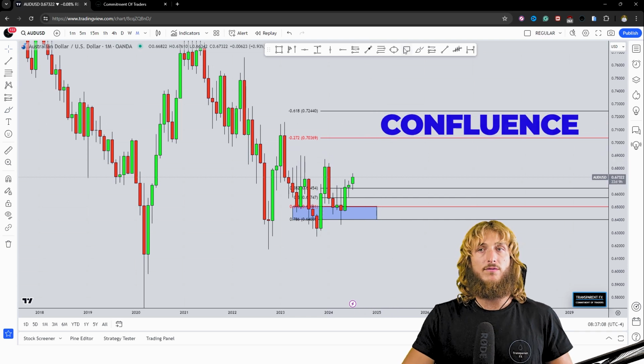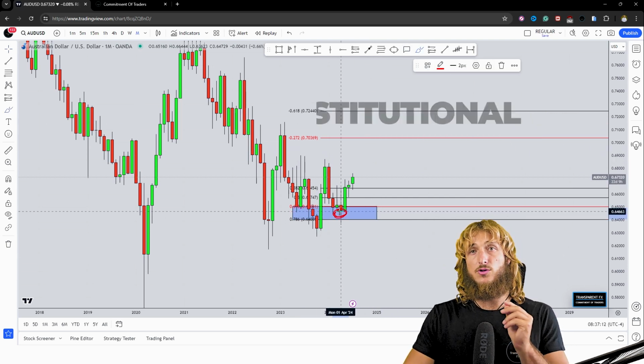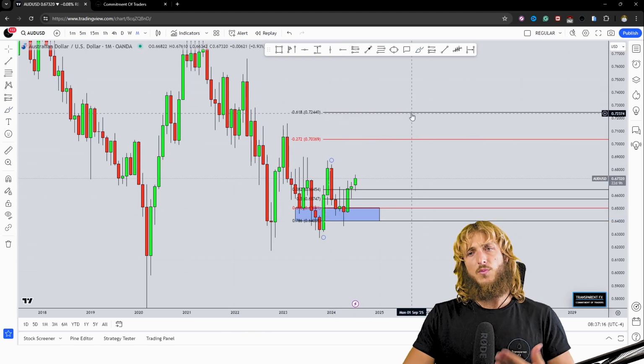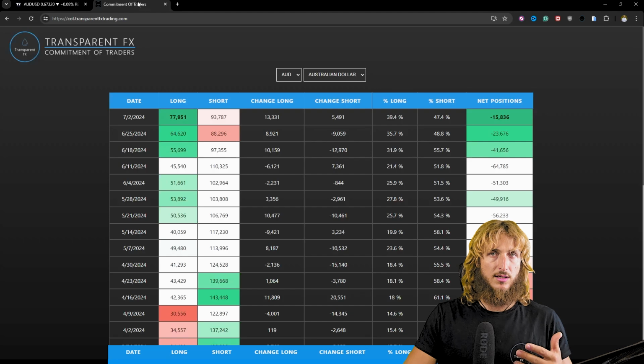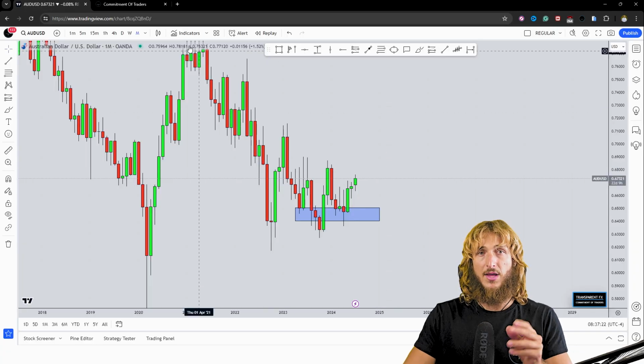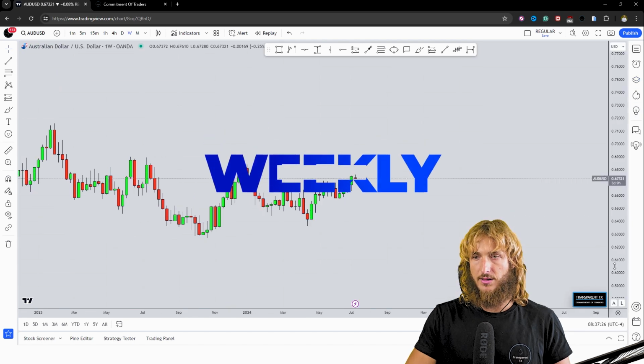And since we have a confluence of support area, this increases the probability of seeing institutional longing inside of this confluence of support. And we will be speaking about institutional longing in just a few moments when we move to the commitment of traders analysis. For now, let's just keep this in mind and move down on the weekly time frame.